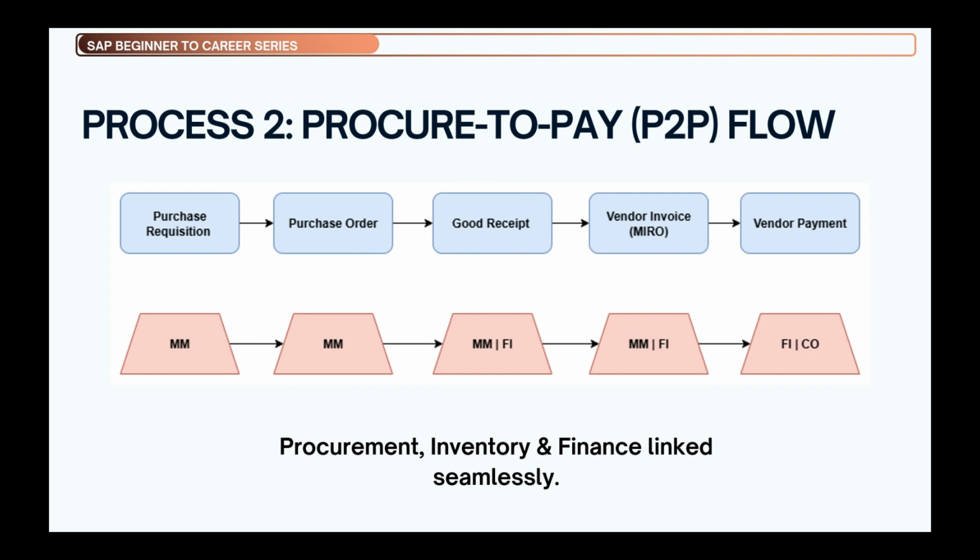So to perform this procure to pay process flow, as you can see, the material management, finance and controlling modules work together. Each module has been integrated, and they work together to deliver this procure to pay process. So this is how business processes are integrated and work together.